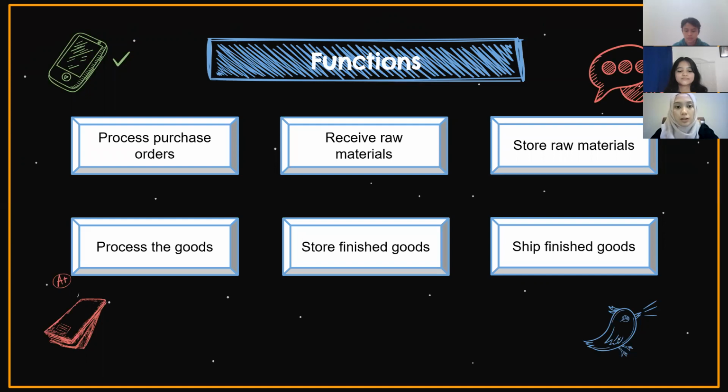There are 6 functions make up the inventory and warehousing cycle. First one, process purchase order. The inventory and warehousing cycle begins with the acquisition of raw material for production. This section will be handled by stockroom personnel.